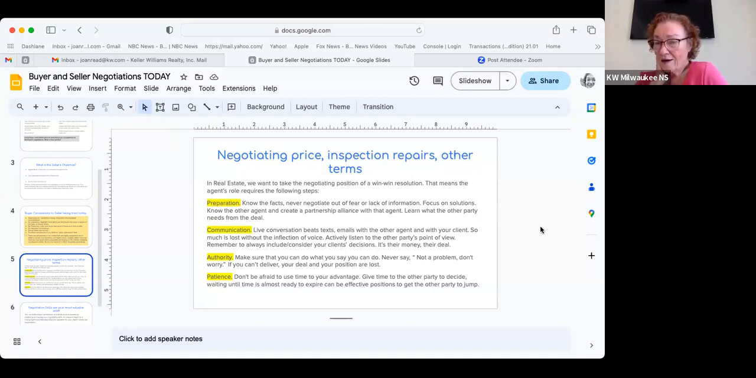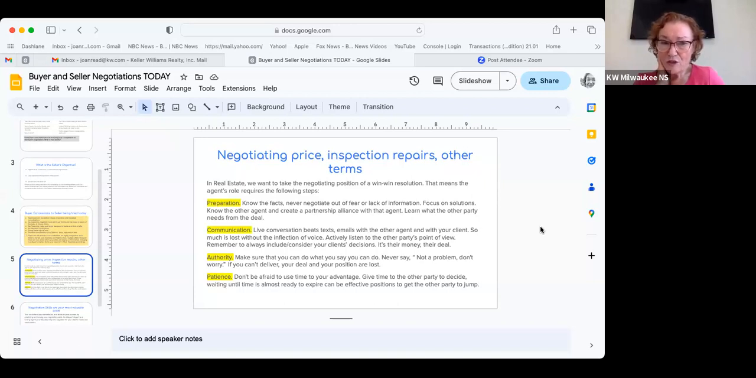You are taking on a dialogue with the listing agent to make sure that you are getting a smart, factual position. Never negotiate out of fear. I think John Kennedy said that. Or never negotiate out of lack of information. As a fiduciary agent, you should focus on solutions. How can this be resolved? What can we do to make this better? What can we give you that you can give us?